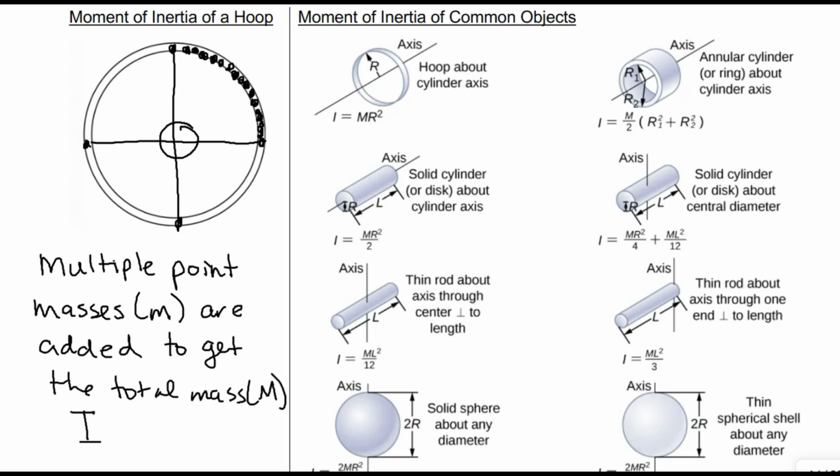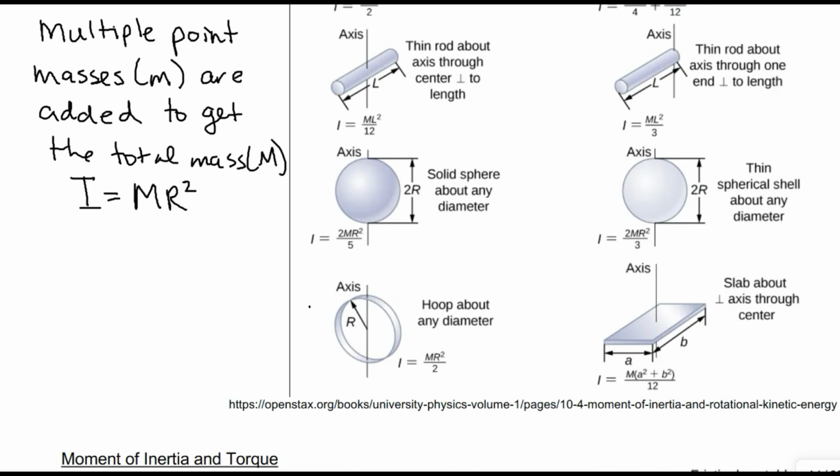The moment of inertia is equal to that total mass times the radius around the axis of rotation squared. Each of the equations on the right side of the page use this moment of inertia of a hoop as a foundation. There are a few of these that are probably worth committing to memory, and that would be the annular cylinder or ring about a cylindrical axis, the solid cylinder or disc about a central diameter, the hoop of any diameter, and the slab about perpendicular axis through the center.